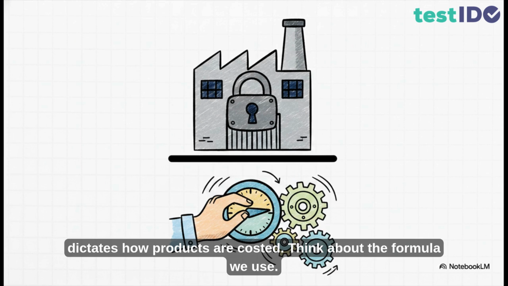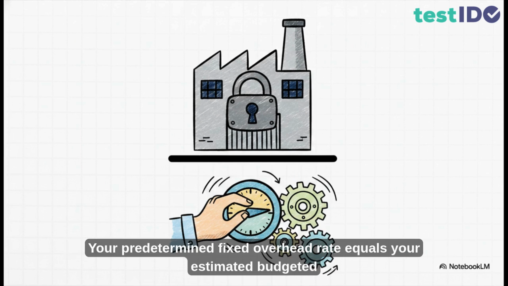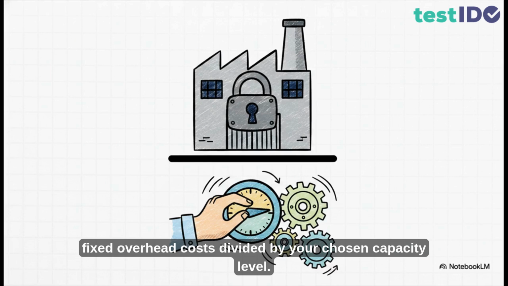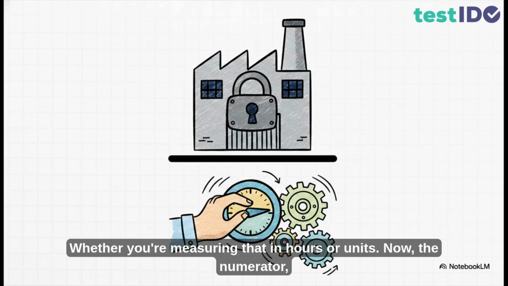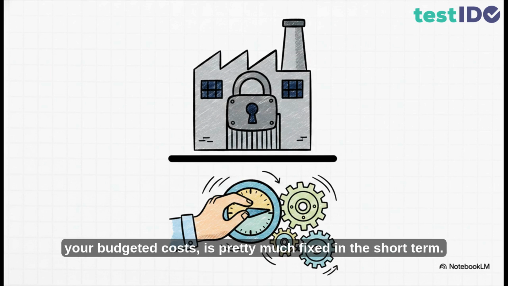Think about the formula we use. Your predetermined fixed overhead rate equals your estimated budgeted fixed overhead costs divided by your chosen capacity level, whether you're measuring that in hours or units. Now, the numerator, your budgeted costs, is pretty much fixed in the short term.